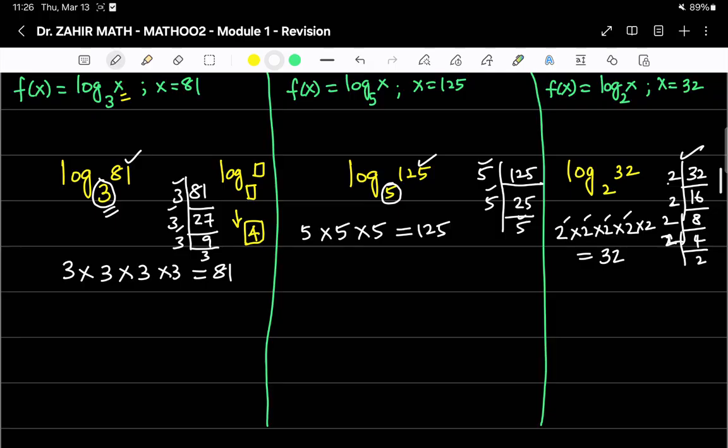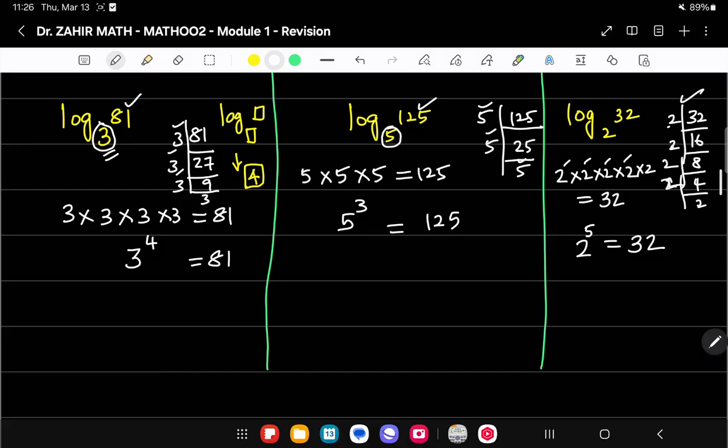So what is the meaning of 81? So 3 power 4 you are getting as 81. And 5 power 3 you are getting as 125. And 2 power, how many times I got? 1, 2, 3, 4, 5 times. 2 power 5 I am getting as 32.